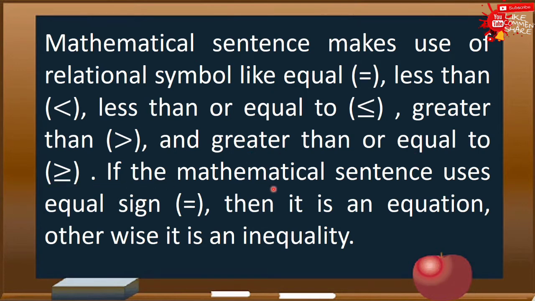If the mathematical sentence uses an equal sign, then it is an equation. Otherwise, it is an inequality. So it means that when we use this symbol in our mathematical sentence, we call it an equation. But if not, like less than or equal to, greater than or equal to, we call it an inequality.